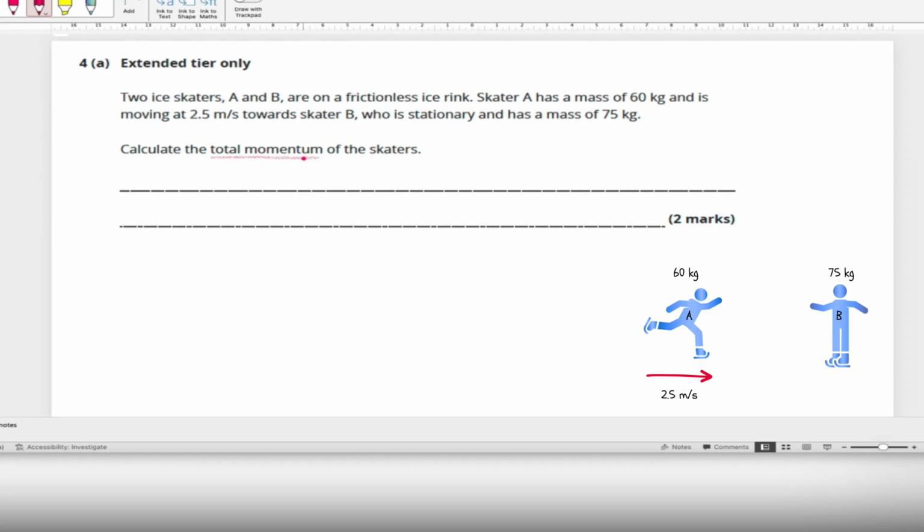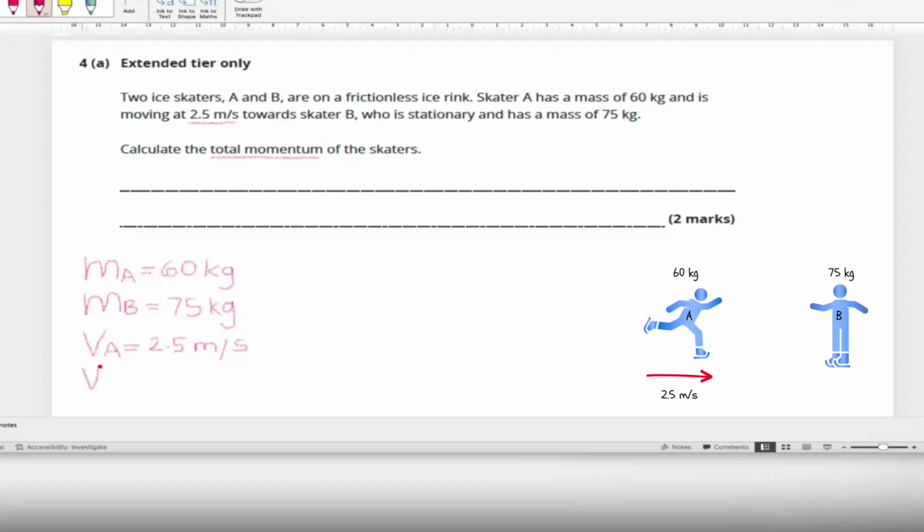So what I want to do first is list all the known quantities. Let's start with that. The mass of skater A is equal to 60 kilograms. This is given. And the mass of skater B is equal to 75 kilograms. This is also given. Let's have a look at the velocity of skater A. This is also given in the question. It is equal to 2.5 meters per second.